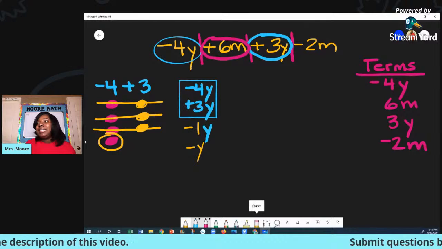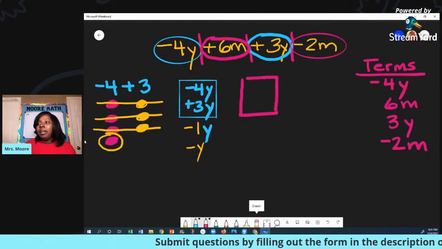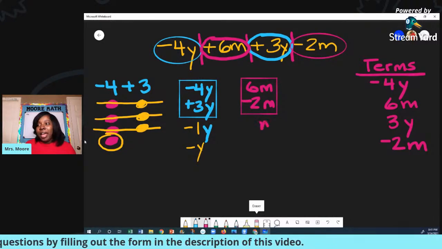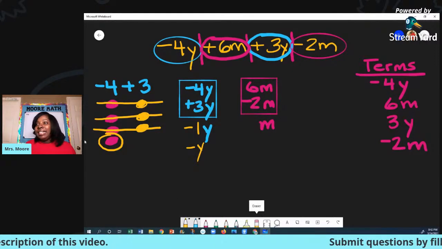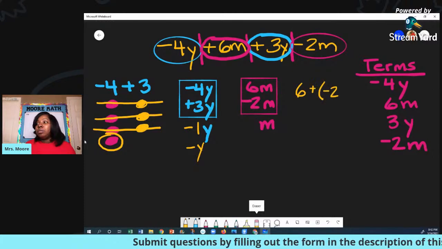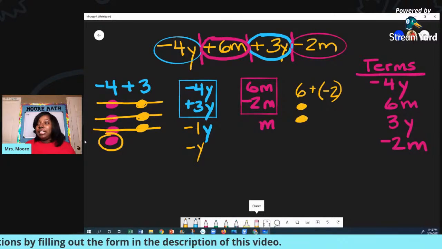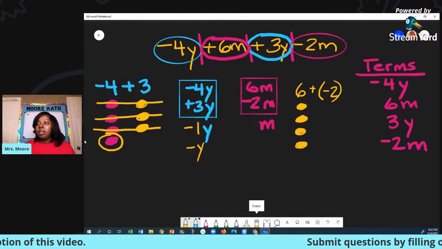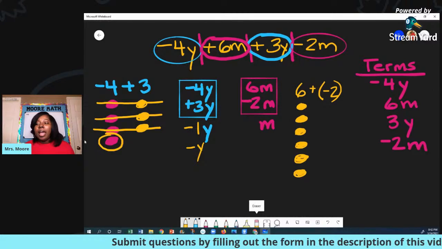All right, so we have 6m and -2m. These are m boxes. So I'm going to have an m when I finish. So let's take care of these numbers. We have a positive 6, plus a -2. Once again, draw your chips. We have 6 positive chips and 2 negative chips. How many 0 pairs am I going to have?